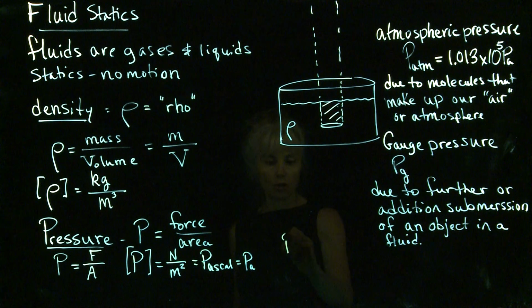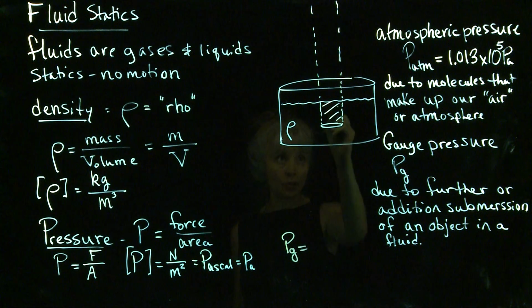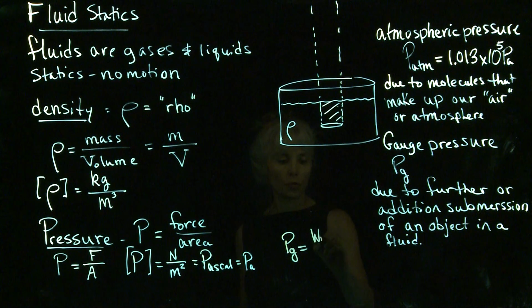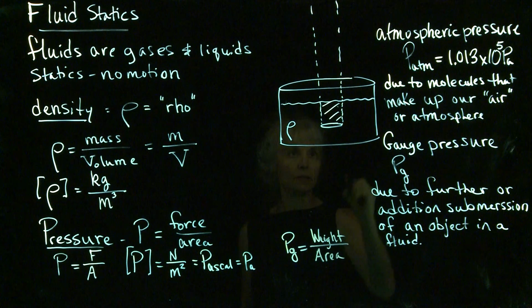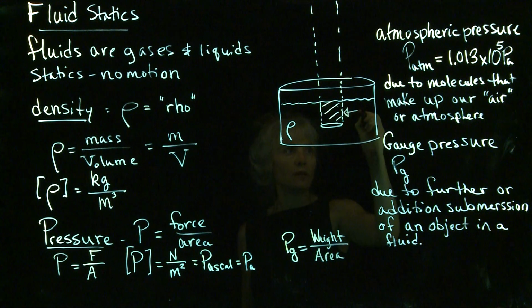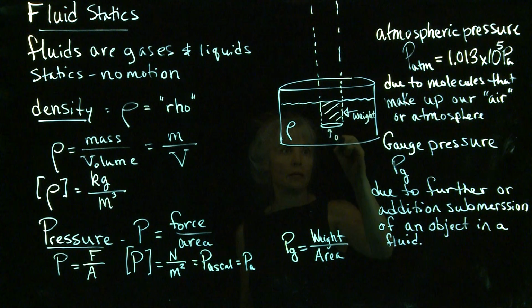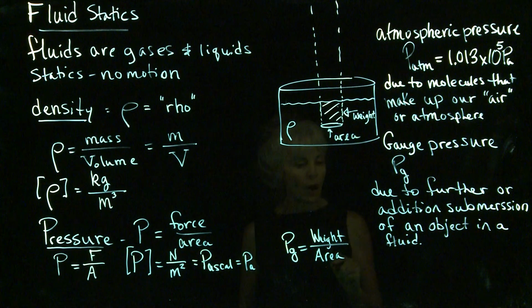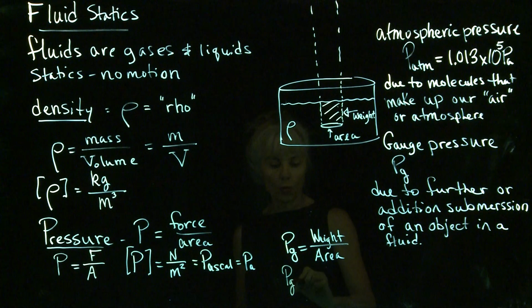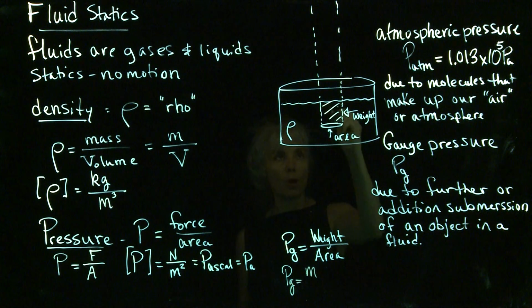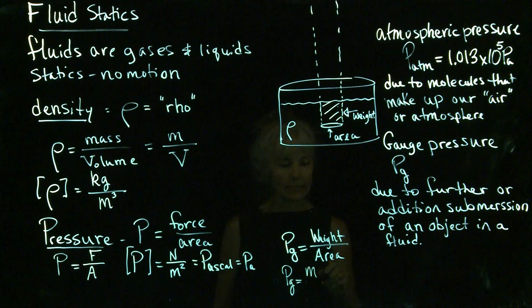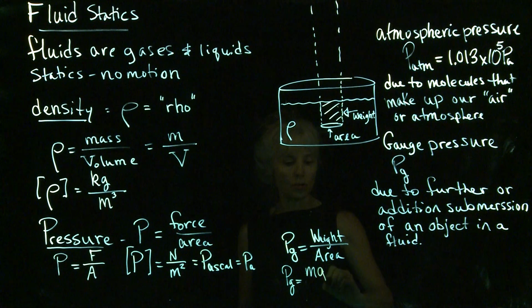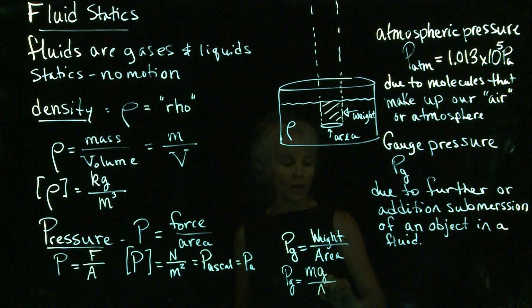So the gauge pressure can be written as the weight of the molecules divided by the area of the penny. So this is the weight right here, and this is the area. All right, the weight of those molecules, how do we write the weight of those molecules? Well, the weight of those molecules is the mass of the molecules that are inside this little cylinder times the acceleration due to Earth's gravity, and then divided by the area.